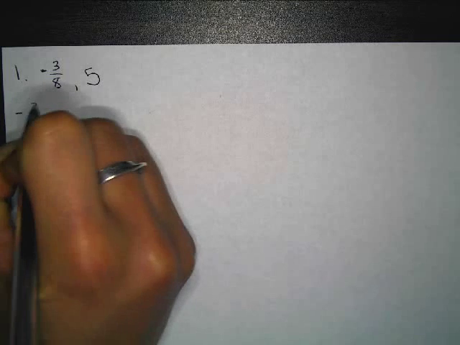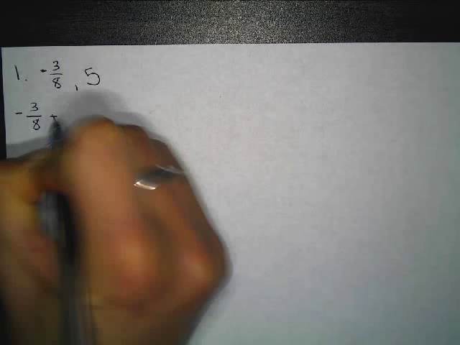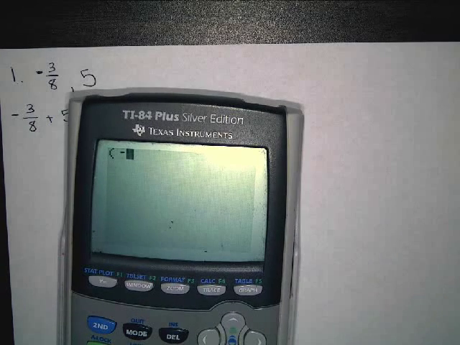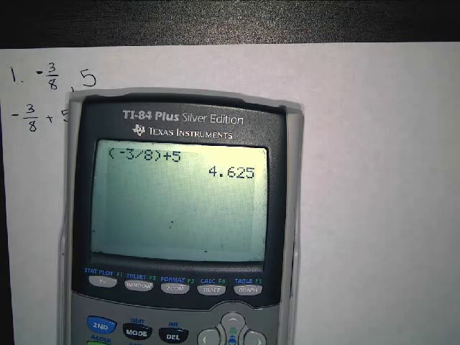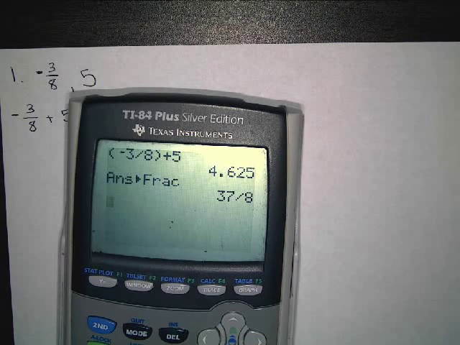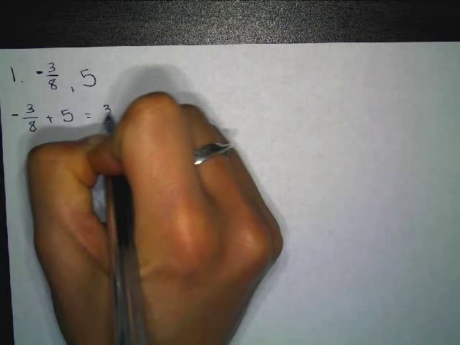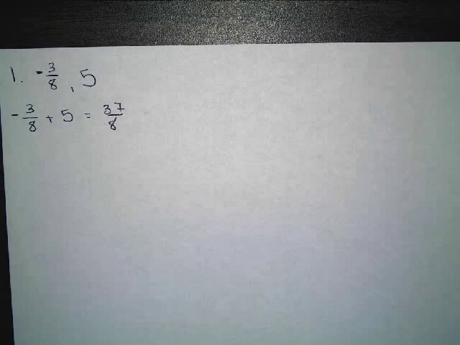So the first thing I'm going to do is add them. That's where the sum part comes in. And you can just use your calculator when you do this. Of course, you got to make sure you use parentheses around your fraction. So we got -3/8 here plus 5, which is 37/8. And you guys will see in a second why we need to use fractions here.